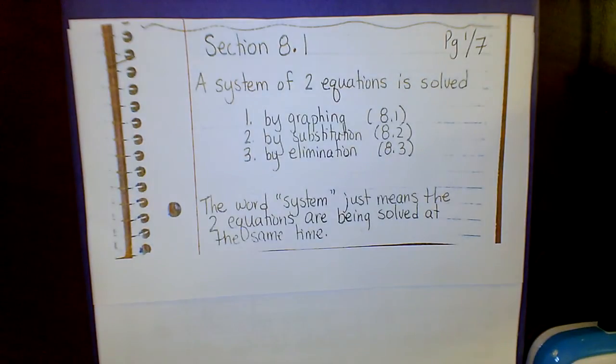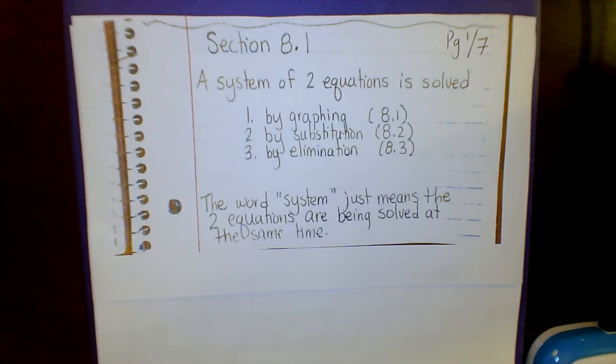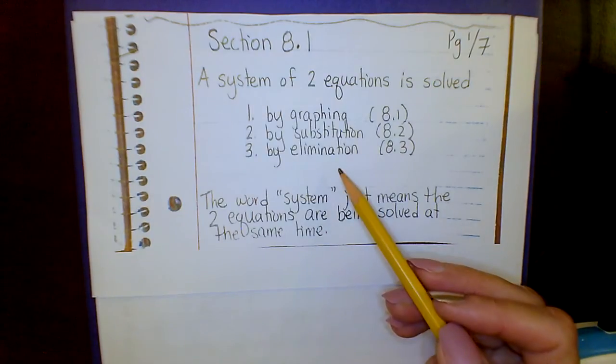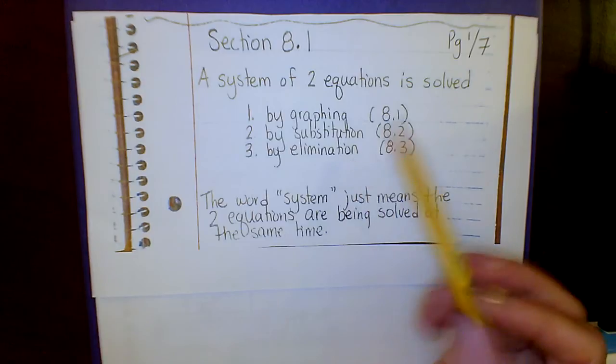Okay, this is section 8.1. This section and the next two sections, we're going to be solving systems of two equations. And we're going to do this three different ways. We're going to do it by graphing, by substitution, and by elimination. Okay? So we're going to be doing the same thing over and over again, just different ways.